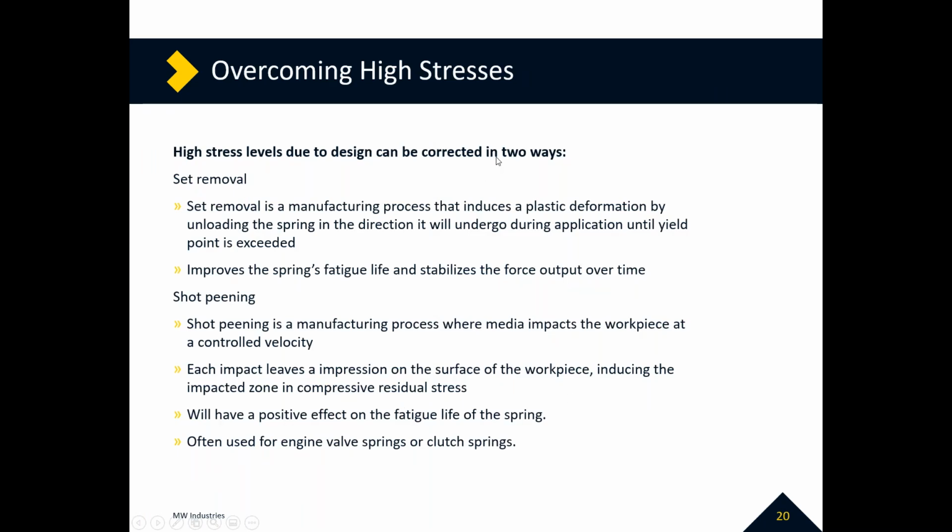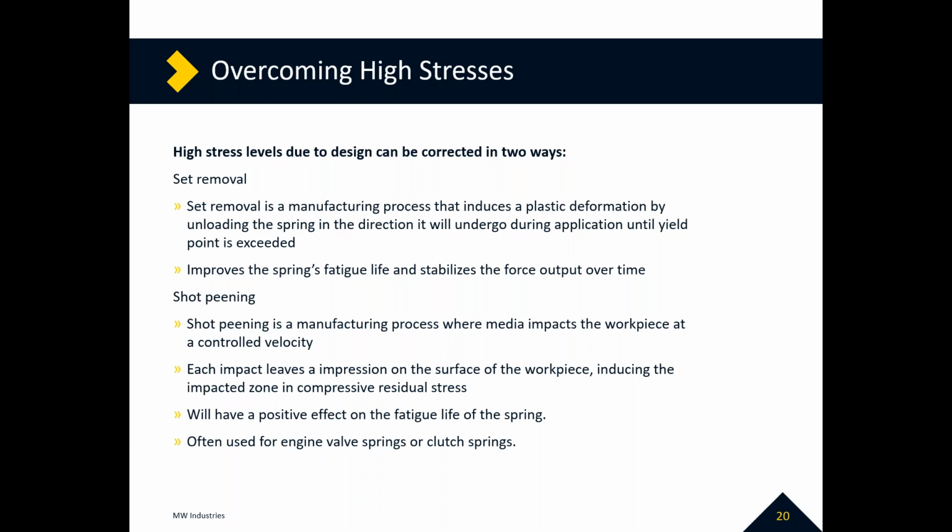So, overcoming high stress. In that last slide, you saw the green line and then the red line. There are things between that green and red line we can do to reduce the stress of the spring. And there are two things we do. We could do a set removal. A set removal is a manufacturing process where we take the spring down to coil bind, and we may do that once, twice, or up to 3 times. What that does is it cold works the material, and it removes that initial stress put into the wire. And that stabilizes the force over time.